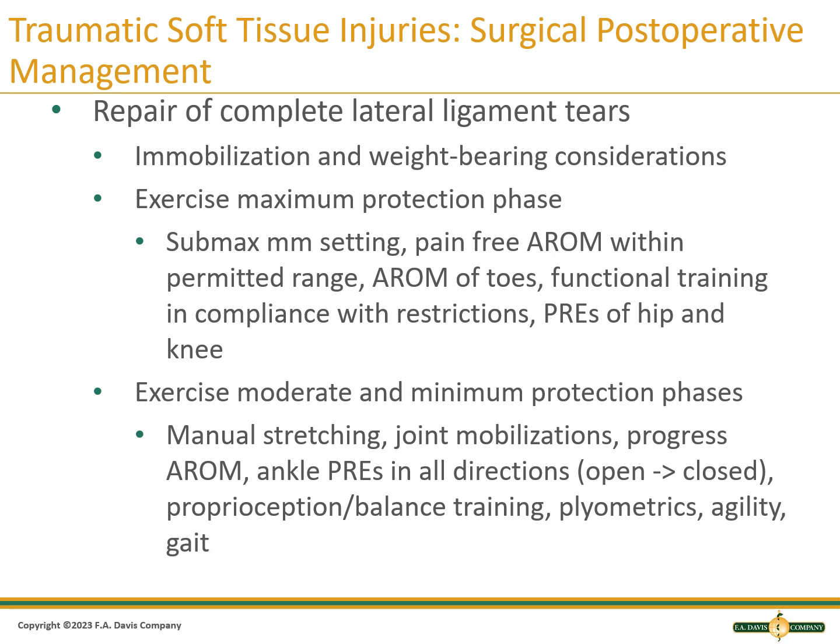During our moderate and minimum protection phases, we want to do manual stretching so that we can increase joint mobility, joint mobilizations to increase joint mobility. We're going to progress our active range of motion, initiate ankle PREs in all directions, starting with our open chain and then progressing to closed chain. We want to do proprioception and balance training, plyometrics, agility training, and gait training.